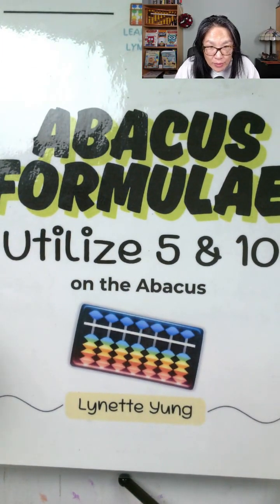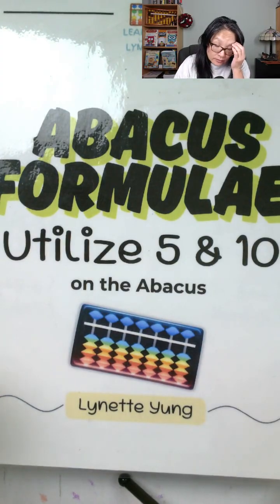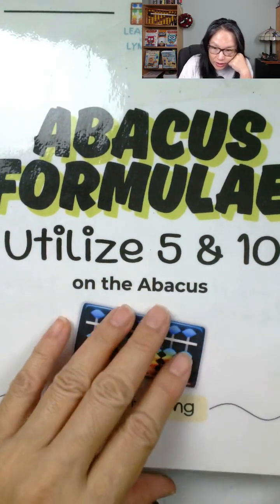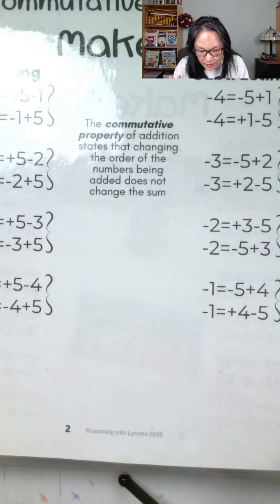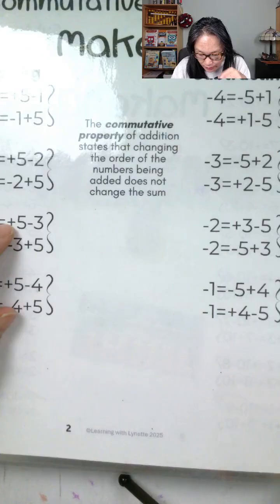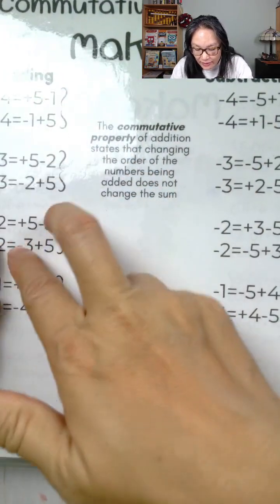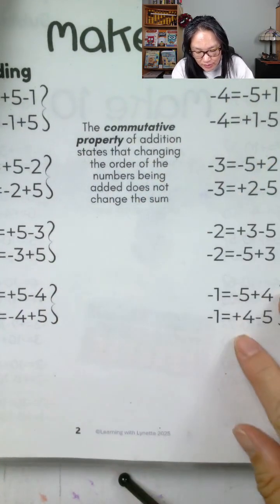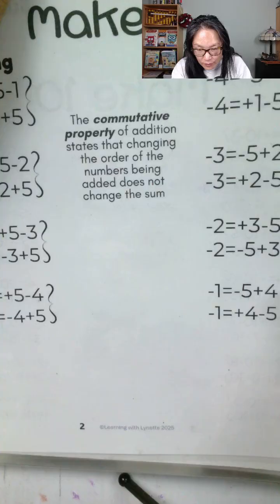This is a comprehensive book to explain how we use the 5 and how we use the 10. The way I have it, I organized it pretty well. So we have our adding. These are all the addition sentences. These are all the subtraction sentences that we do for making of the 5.